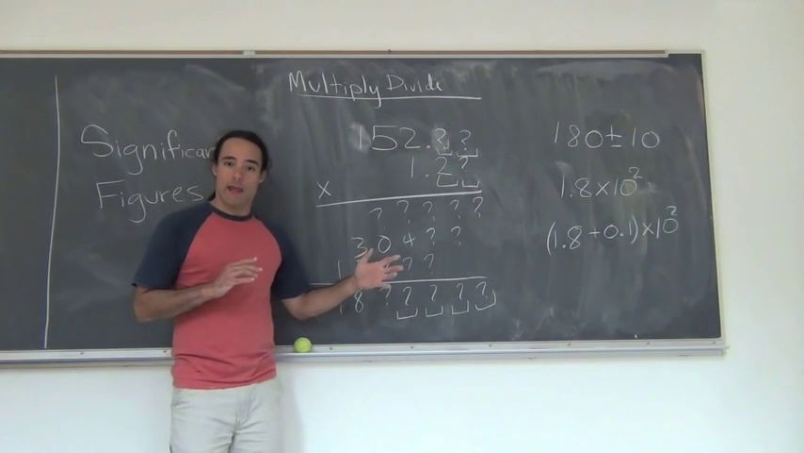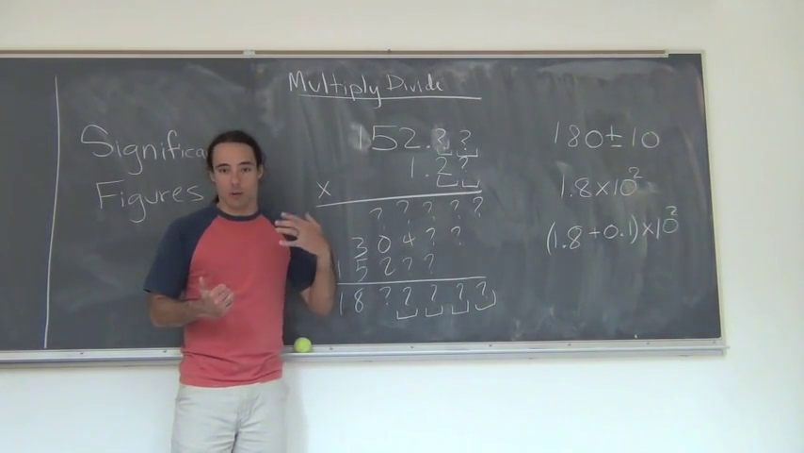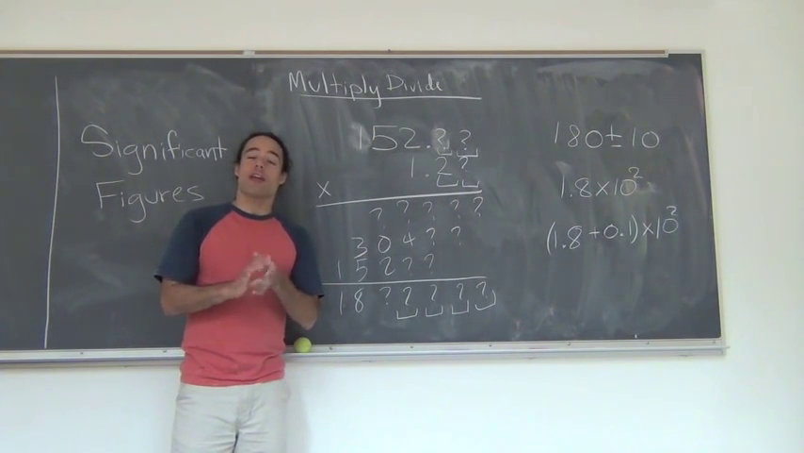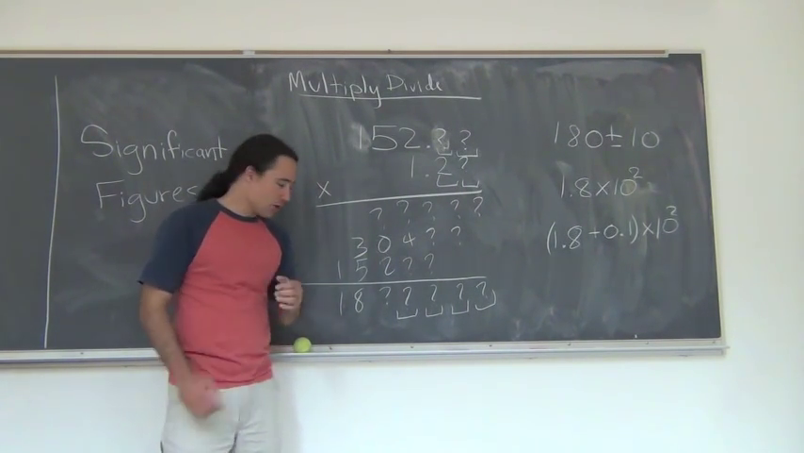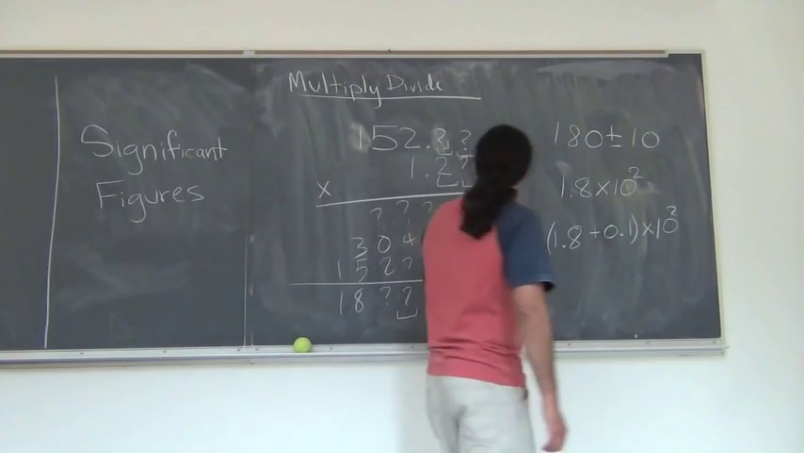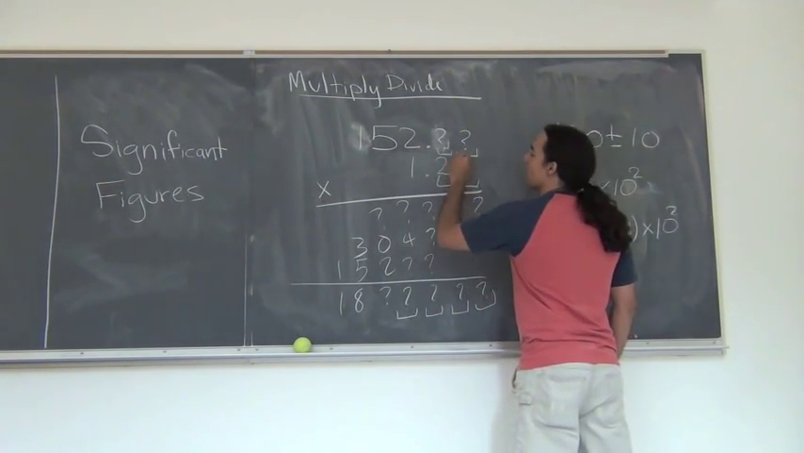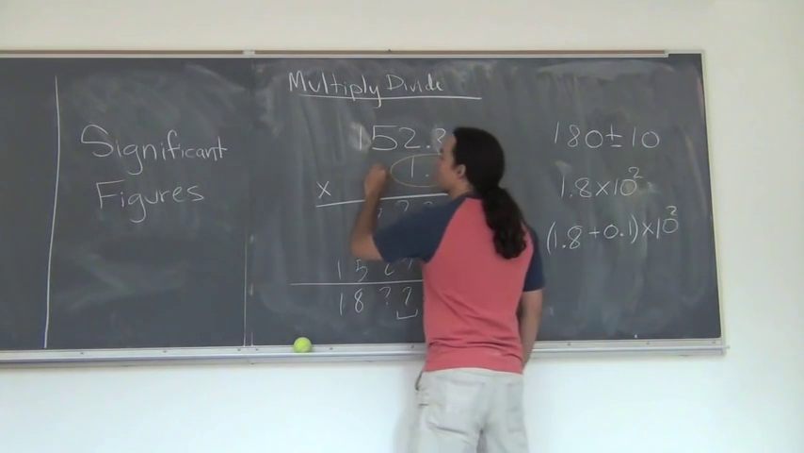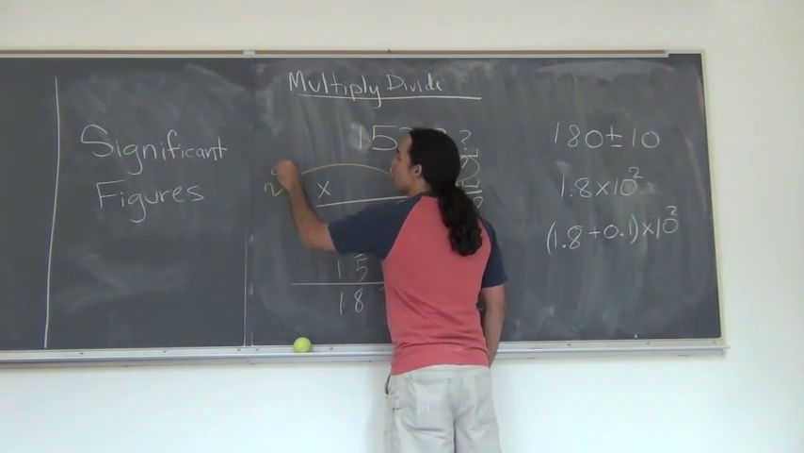Now, that's a lot of work, and you probably don't want to multiply numbers out by hand every time and look at little question marks. So we do have a shorthand rule for multiplication and division. If I look at this number, you can see I have two significant figures. Two sig figs.